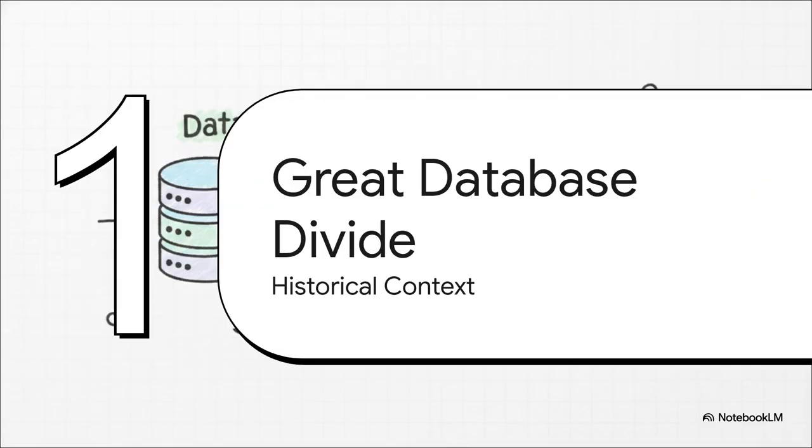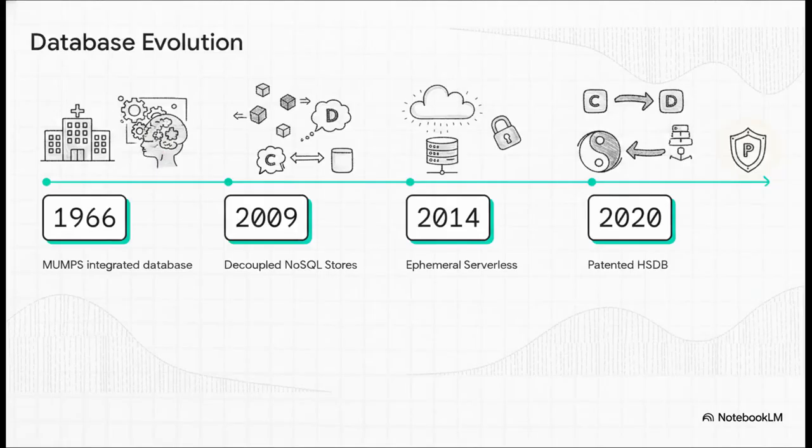Starting with part 1, the great database divide. To really get why this matters, we need a tiny bit of history to see where these massive latency bottlenecks even came from. Interestingly enough, we actually had this right way back in 1966 with MUMPS. That was a system built for hospitals that brilliantly integrated a programming language directly with a hierarchical database. But over time, the industry kind of drifted. By 2009, we saw the explosion of decoupled NoSQL stores like MongoDB. They scaled horizontally for sure, but they totally separated logic from the disk.